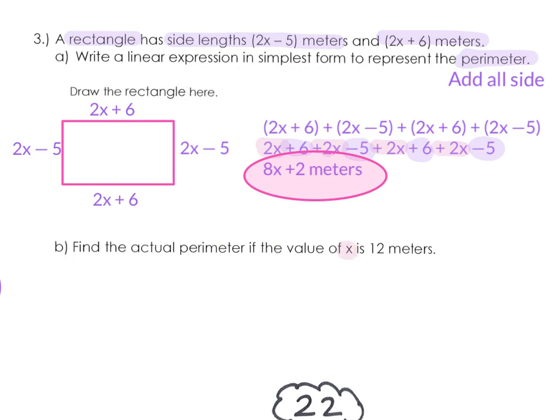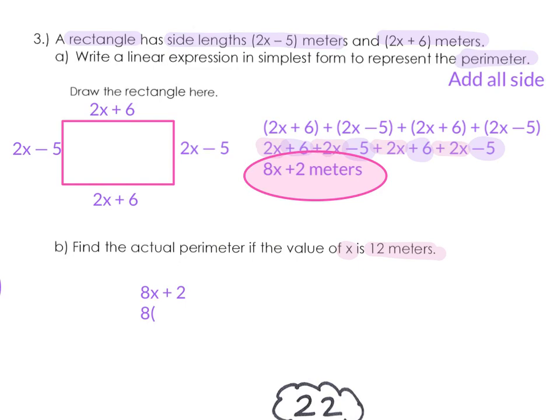So now they're telling me, okay, x isn't an unknown anymore. It's actually 12 meters. So I don't need to have the x anymore in my expression. I'll bring down my expression first. I already simplified it to the 8x plus 2. If you wanted, you could go back to the original. You could always use the original to check, but I'm just going to use my simplified version.